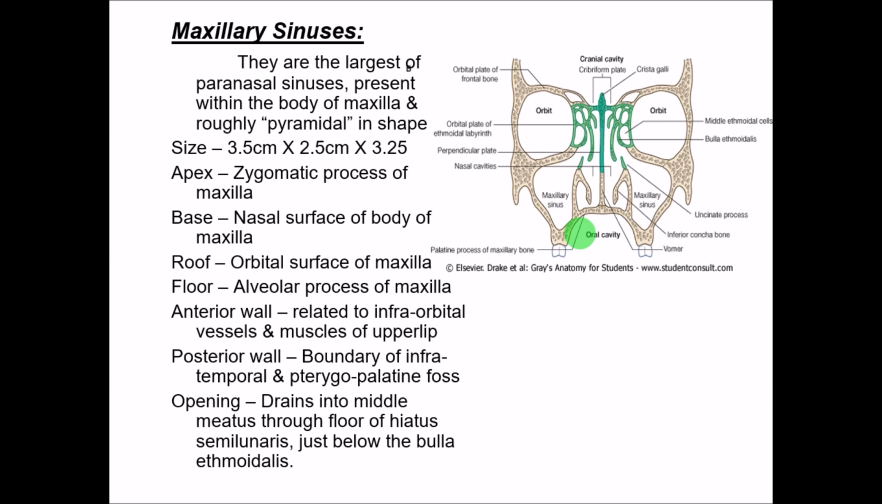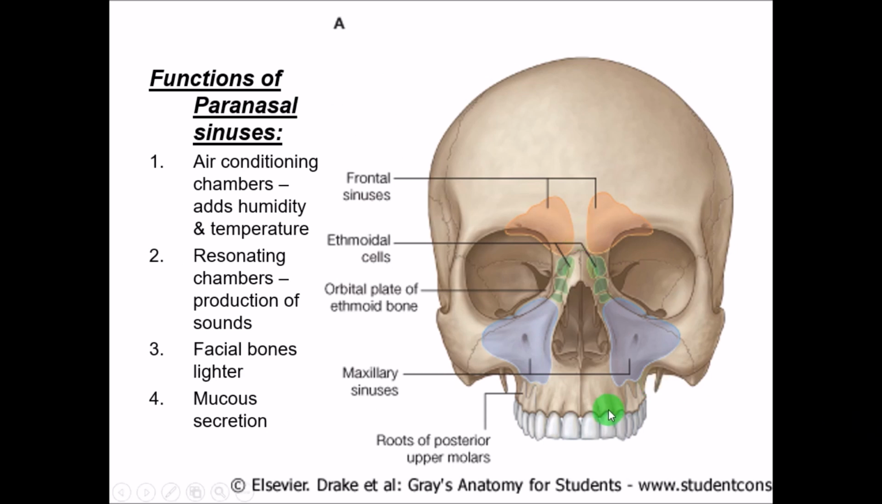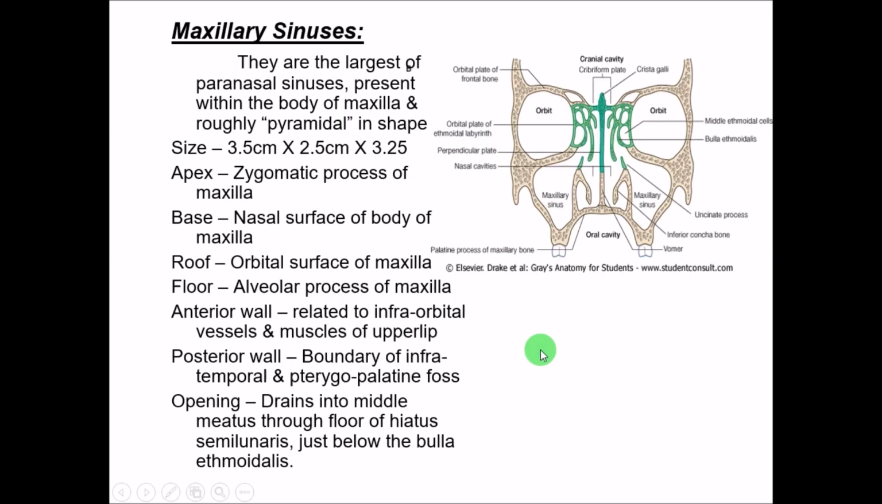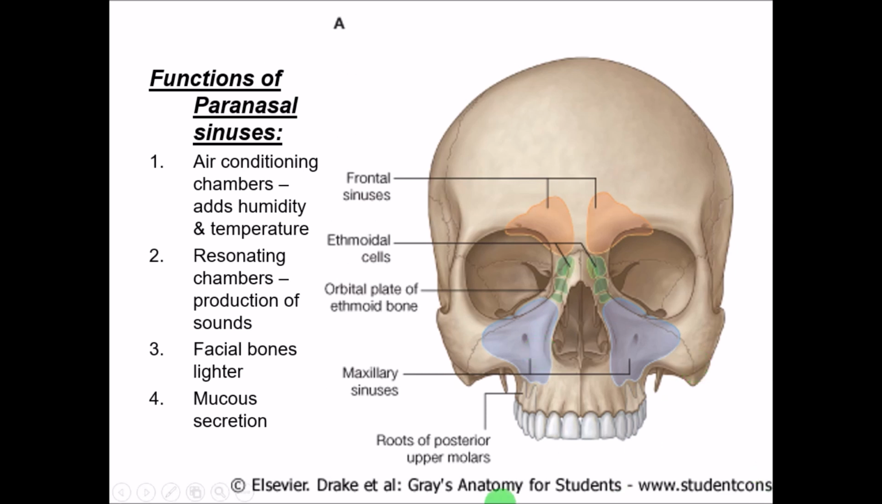Coming to the first and foremost, that is the maxillary sinus, the largest one, which is present within the maxilla. This is the large maxilla, which is the upper jaw. Within this upper jaw there is a big cavity beside the nasal cavity. All these sinuses are around the nasal cavity, and the largest one, the maxillary sinus, is beside the nasal cavity on either side. They are the largest of the paranasal air sinuses, present within the body of the maxilla and roughly pyramidal in shape. If you see, they are almost triangular or pyramidal in shape.